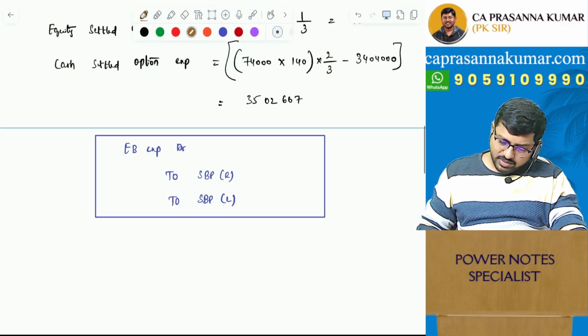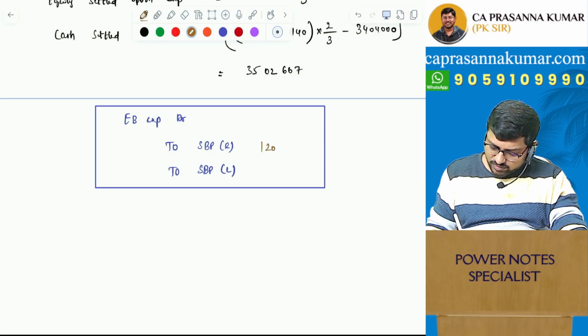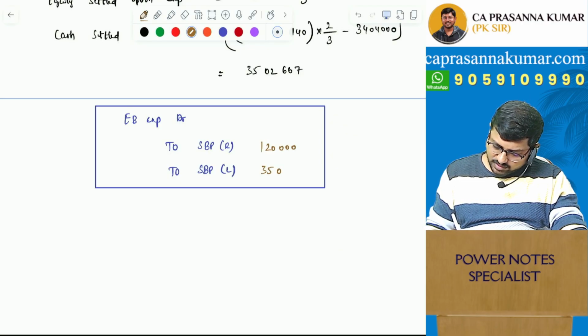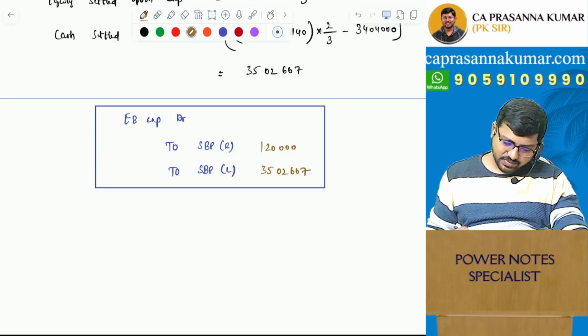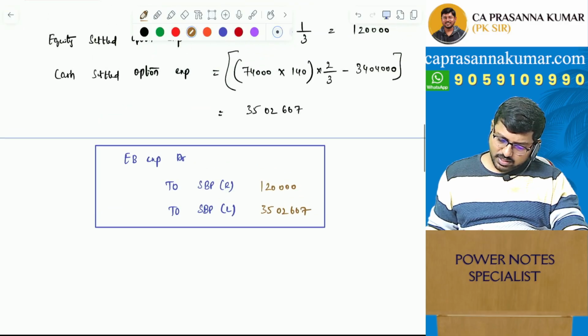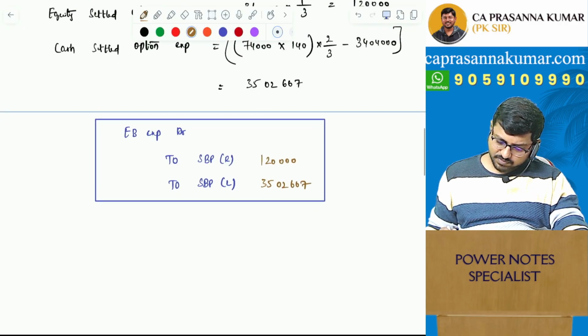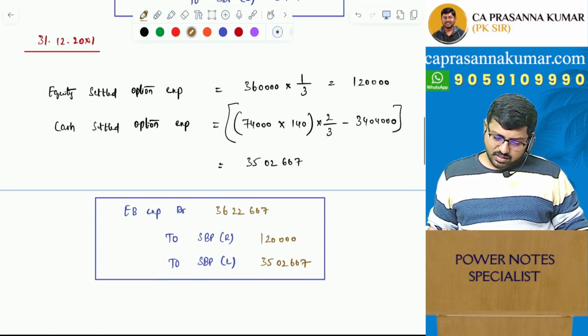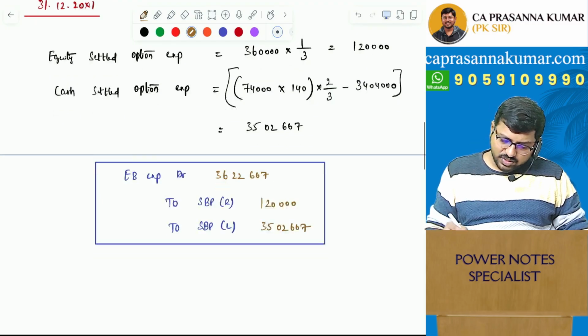Okay, SBP reserve is the same, 1,20,000. SBP liability, 35 lakh 2,667. Employee benefit expenses, total of this, how much, Nana? Total it up and tell me. Right, 36 lakh 22,667. All right. Chalo, that's it. We're done with this year. Now let's move on to the next year.